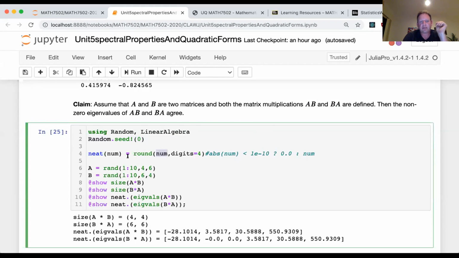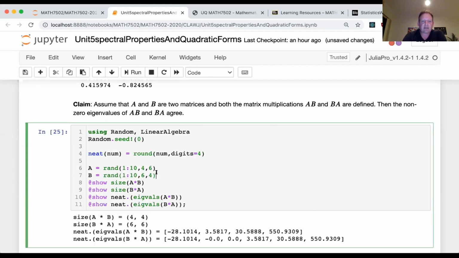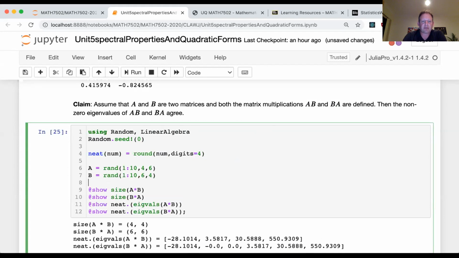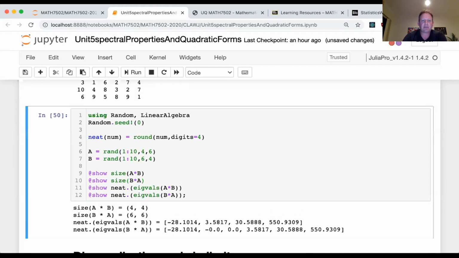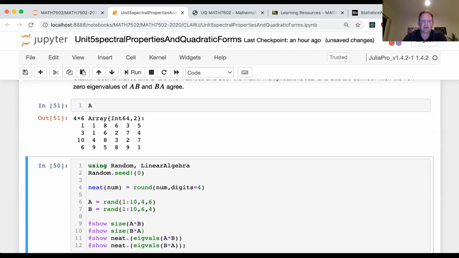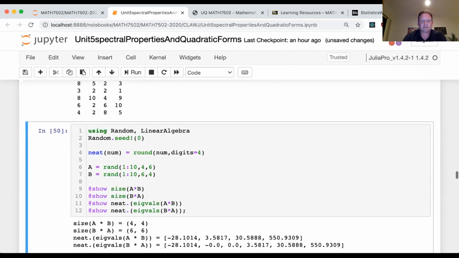What we do here is just rounding a number. That's all. And we get some random matrix A, random matrix B. Let's see, just so you see it: A is this matrix, and B is this matrix.